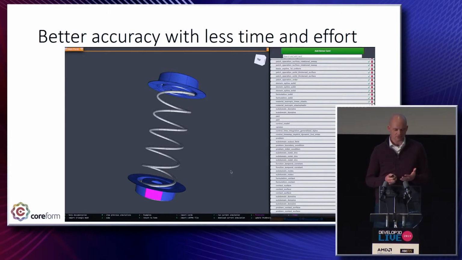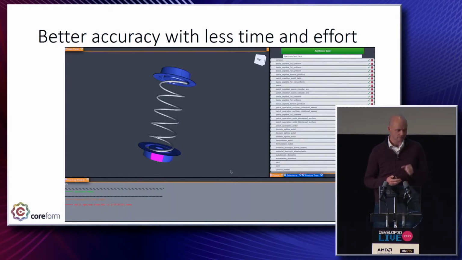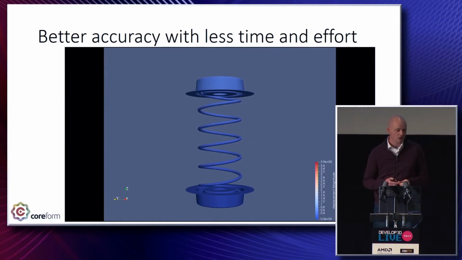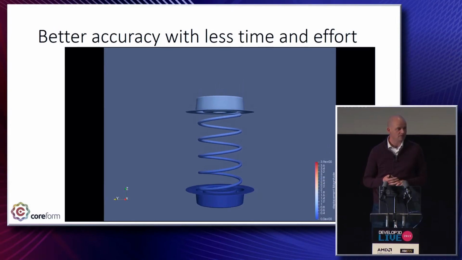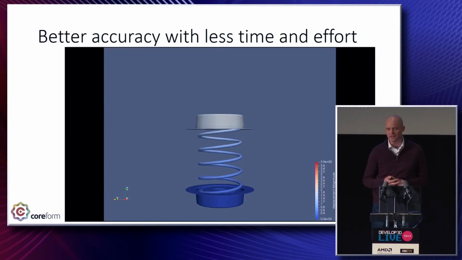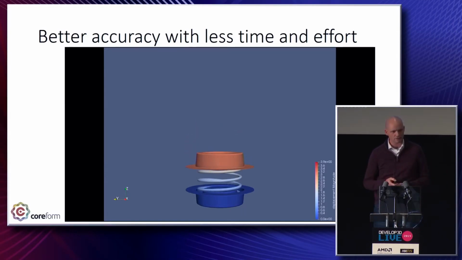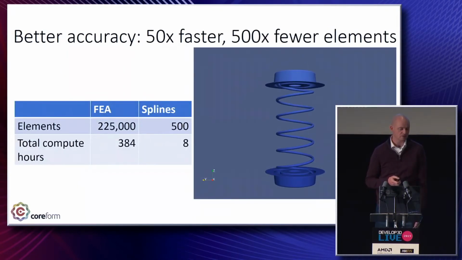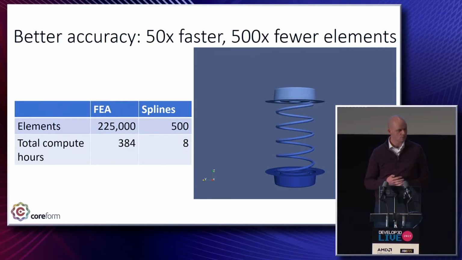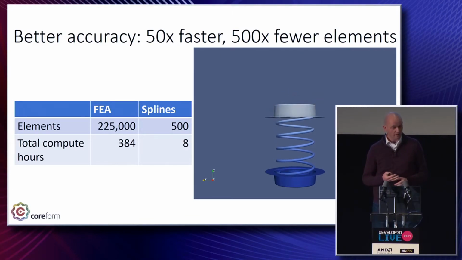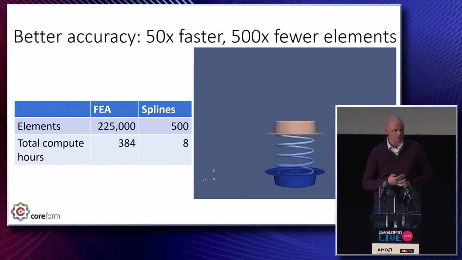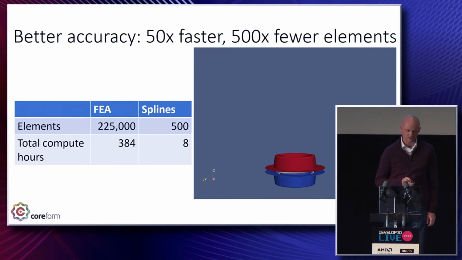So once we've captured this, we can go ahead and run the simulation. And the simulation only took us 8 hours on a single core. This was an implicit dynamic contact algorithm. Again, that's compared to their commercial solution, which they had to run explicitly and took far longer. So with this result, we got done 50 times faster with 500 times fewer elements than linear FEA, again, just because of the power and robustness of smooth splines.